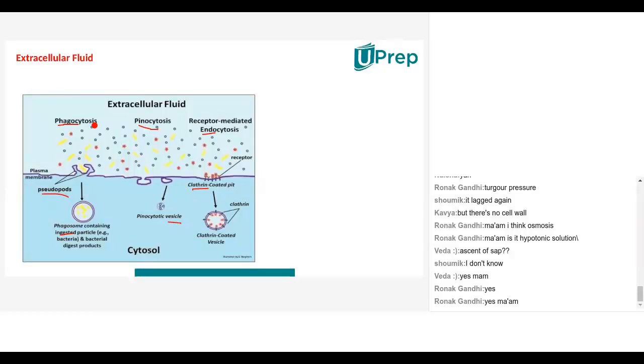Phagocytosis, intake of solid material. Pinocytosis, intake of liquid material. Endocytosis, receptor-mediated intake of material. So these are the three terms we'll find across the plasma membrane of an animal cell. Am I clear with these three concepts? Are there any doubts? Yes, ma'am.